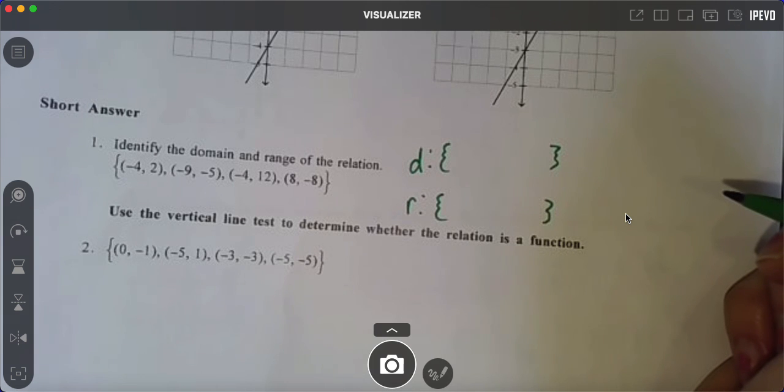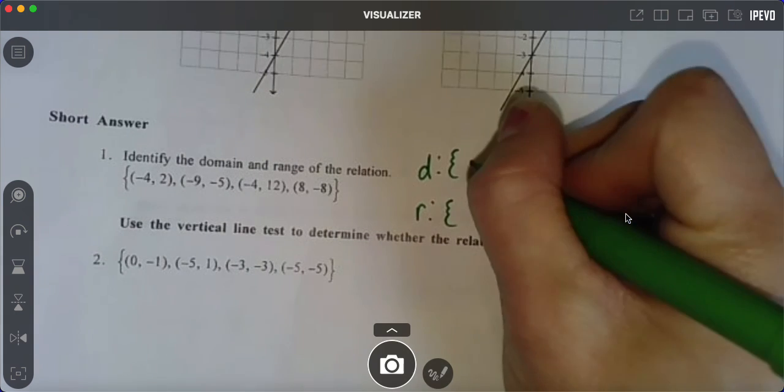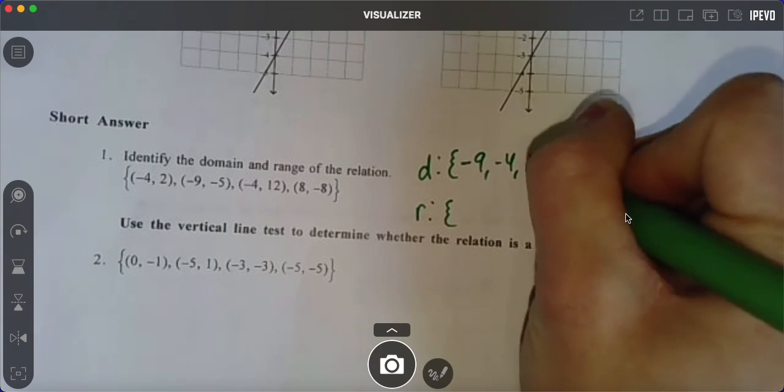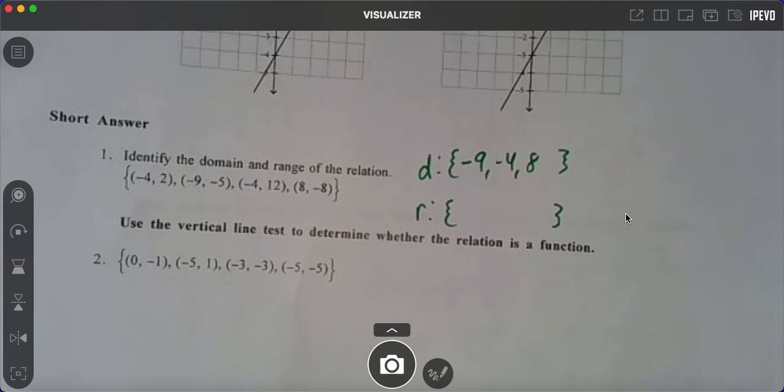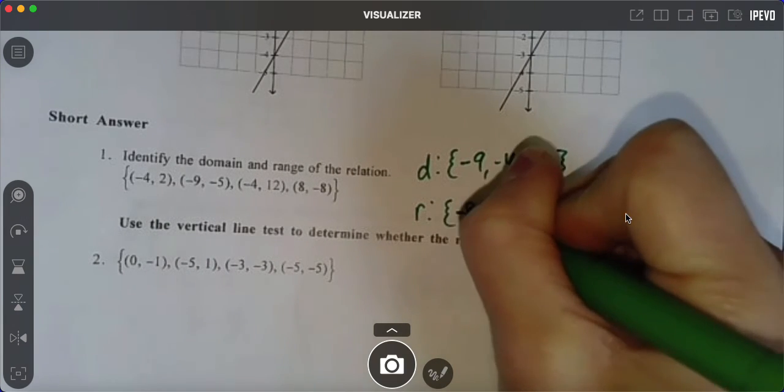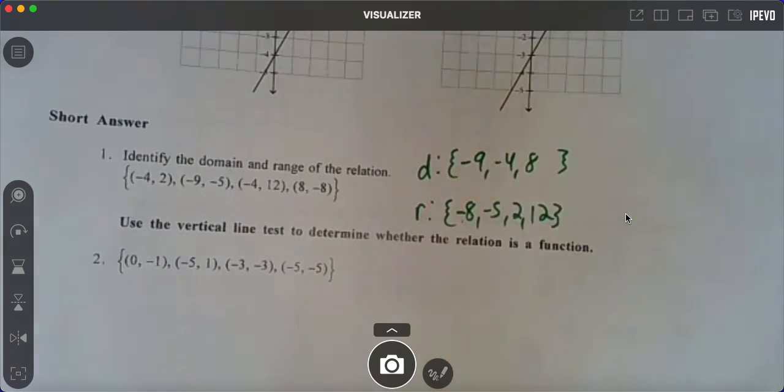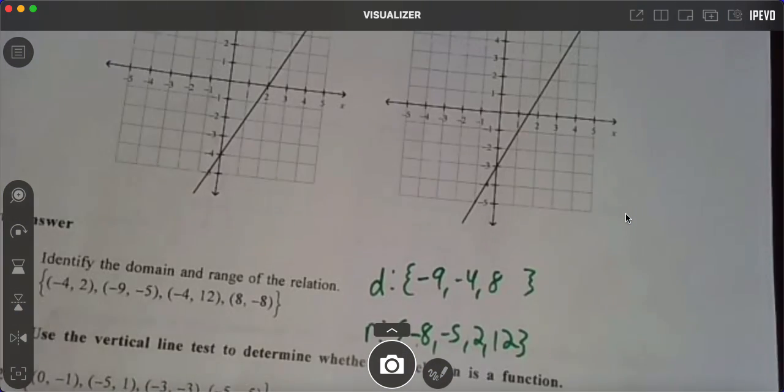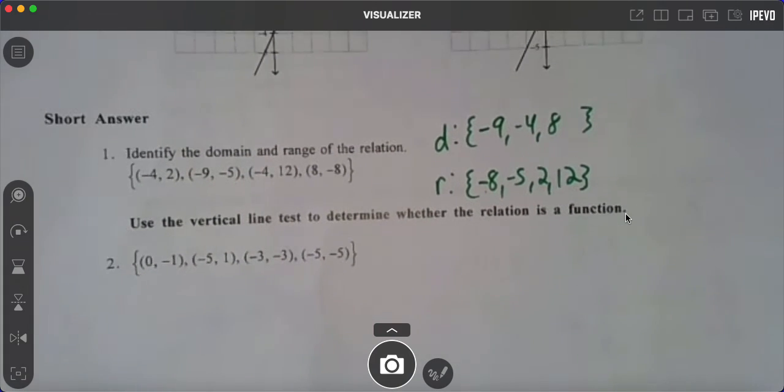Domain are my x values. What are my x values? -4, -9, -4, and 8. So the way I would write mine is like that. -9, -4, 8. You only have to write it once. I just need to know what's in there. Okay? What's my range? -8, -5, 2, and 12. She did them in order too. I won't take off if you don't do them in order. But that's all it is. You just list them.